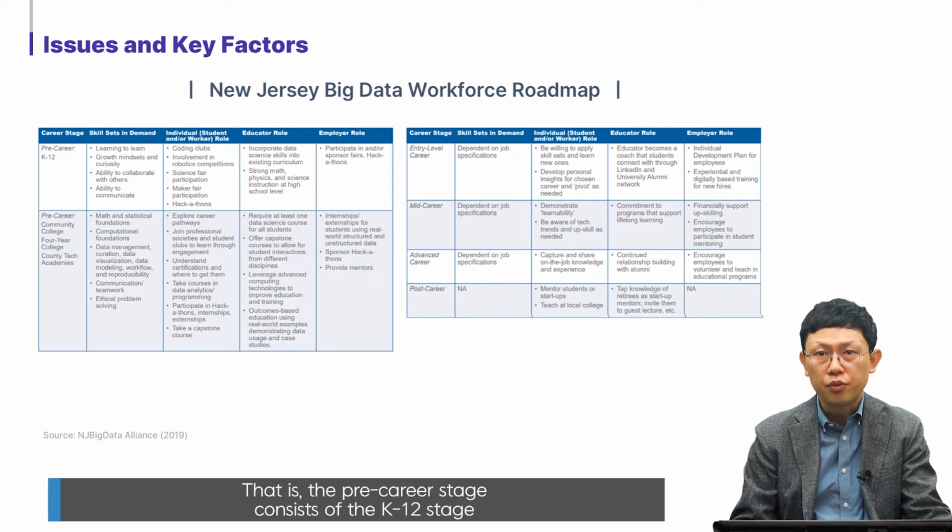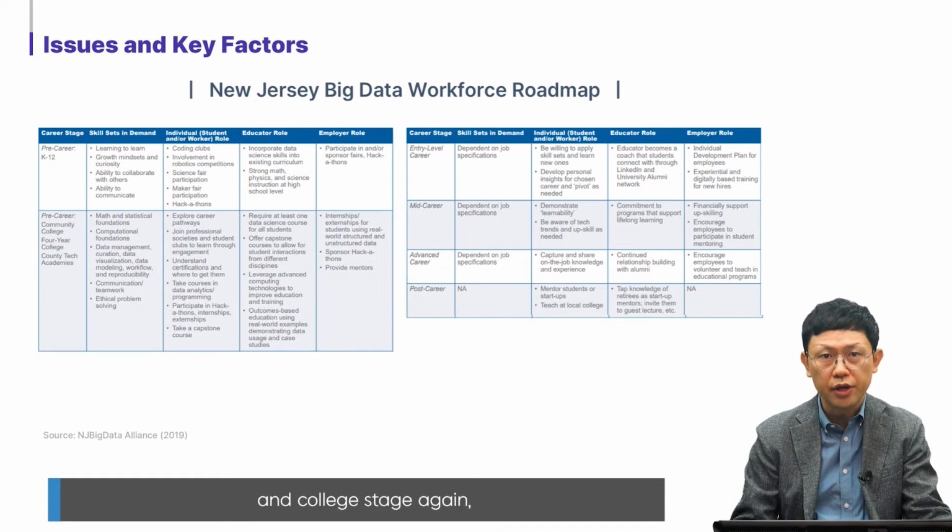That is, the pre-career stage consists of a K-12 stage and a college stage, and the career stage consists of 3 stages: entry level, middle level, and advanced career. It provides the role of skill sets in demand, individual, educator, and employer at each stage. The NJ Big Data Alliance emphasizes collaboration between industry and academia in the application of actual education and training.